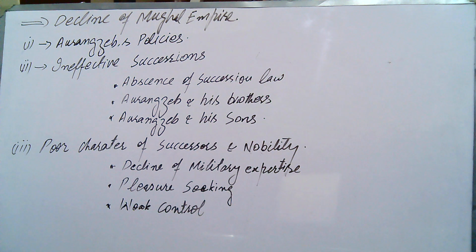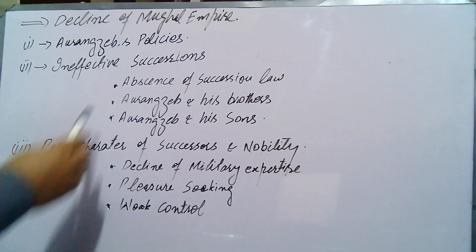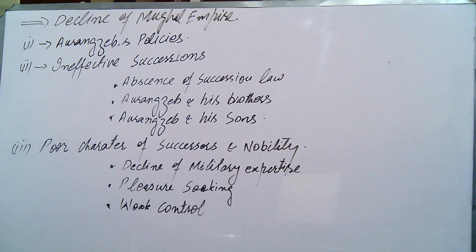First of all, we will discuss another factor for the decline of the Mughal Empire: ineffectiveness of successions. We will discuss its different aspects which prove that ineffective succession contributed to the decline. For example, first of all, absence of a succession law. There was not any proper law for the succession. Succession means that whenever any emperor died, there was no law about who would succeed him. There was not a proper criteria to replace the emperor after his death.